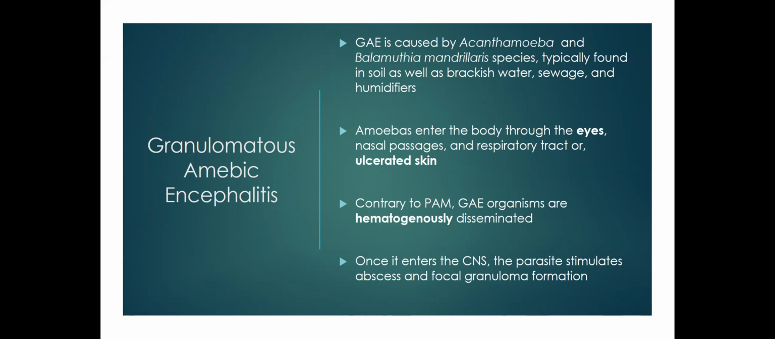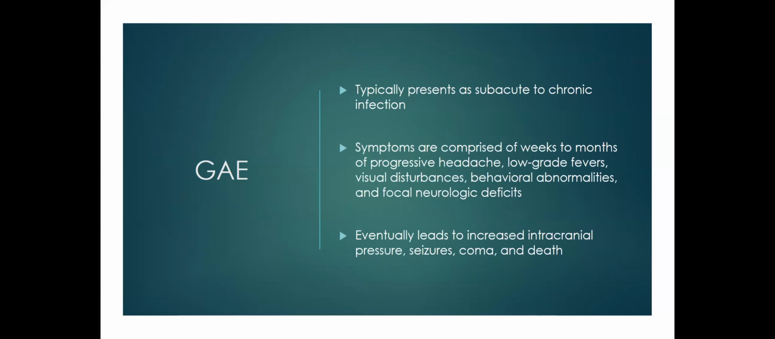And the difference here is that whereas PAM will tend to enter through the cribriform plate into the brain, GAE organisms tend to spread hematogenously. And that is how they enter the CNS. And when they do enter the CNS, they start to stimulate abscess formation and focal granuloma formation. So they have a different general presentation.